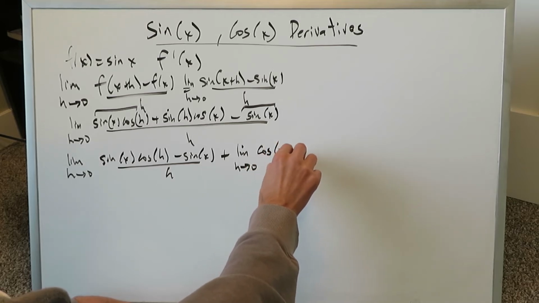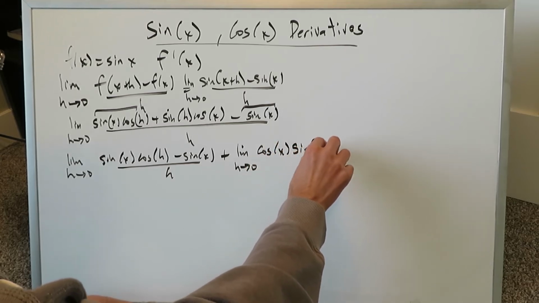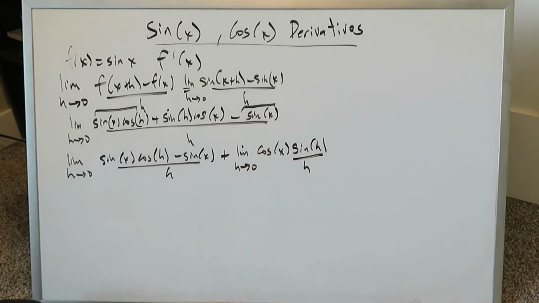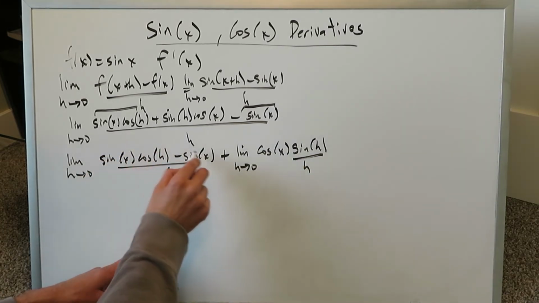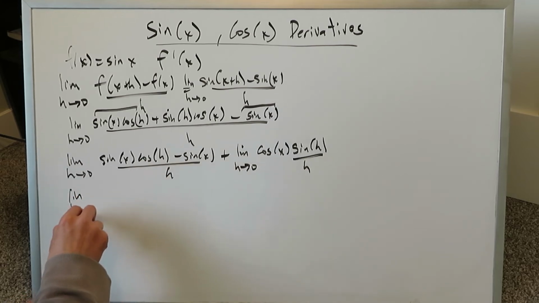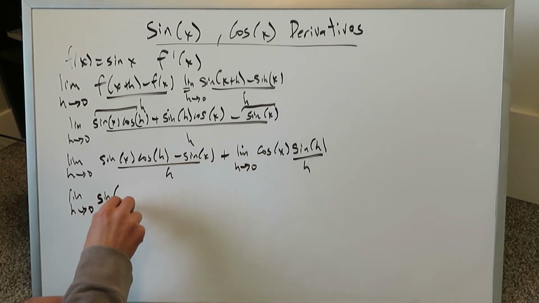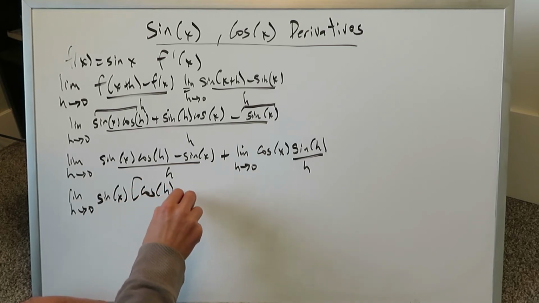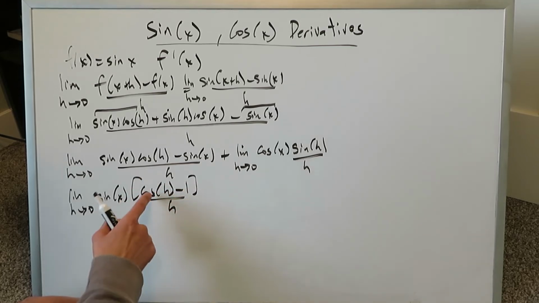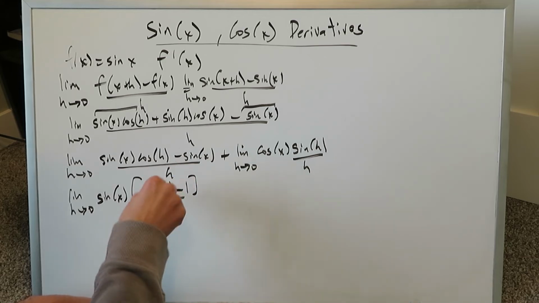I'll rewrite cosine x first, and then I'll put sine h over h. I'll separate everything here cleanly, and I'm going to isolate this sine x from right here. I'll have limit as h approaches 0. I have separated sine x from here, and that leads me to have cosine h minus 1 over h. Remember, this is not hyperbolic cosine, this is cosine of the value h.